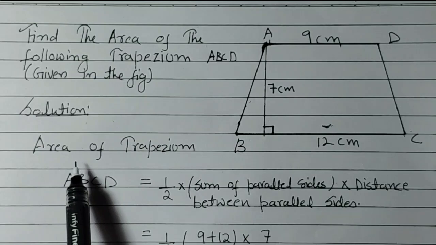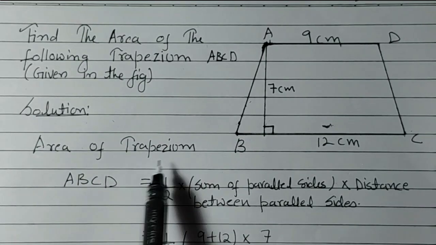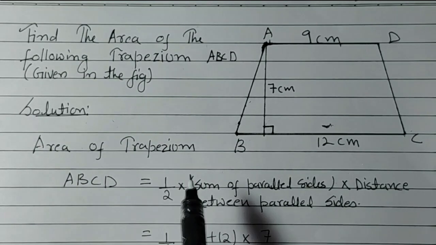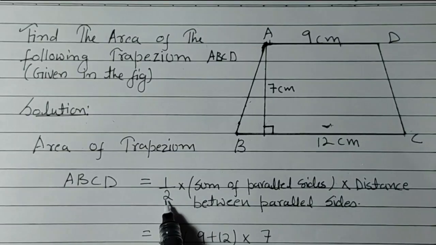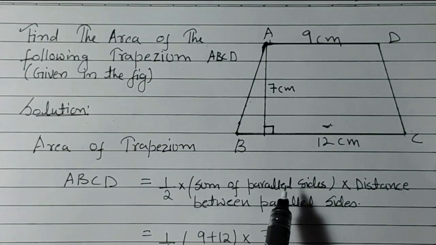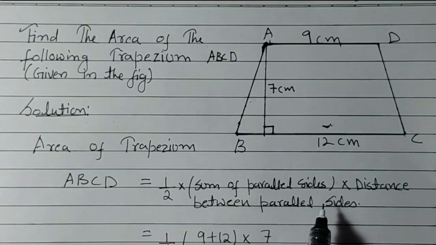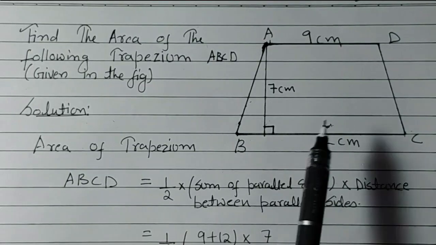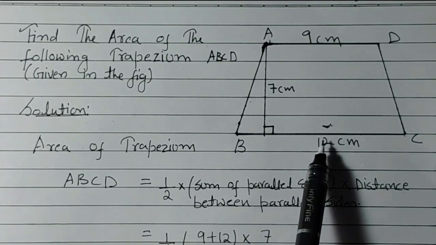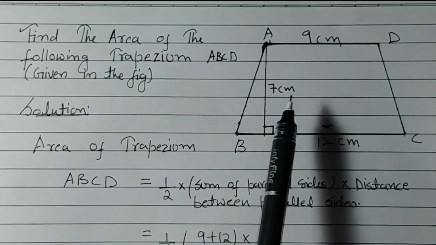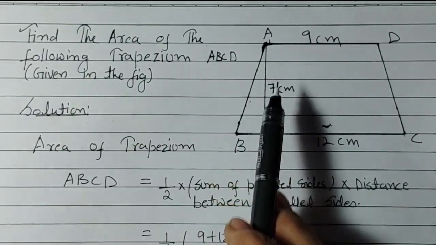Solution: the area of trapezium ABCD will be equal to 1 by 2 times the sum of parallel sides times the distance between parallel sides. So, the sum of parallel sides means 12 plus 9, and times the distance between them.